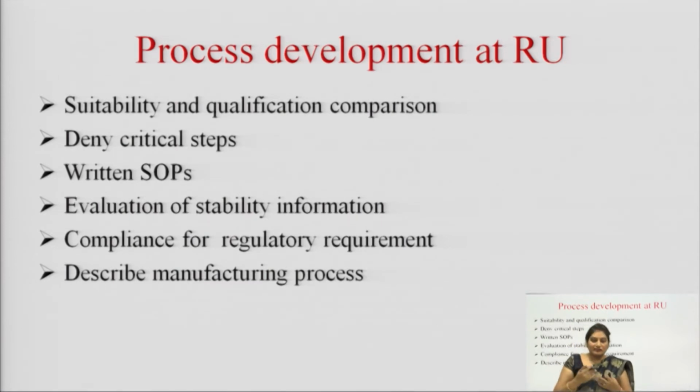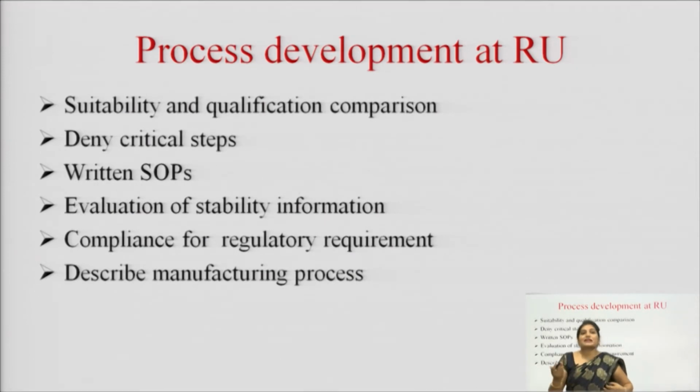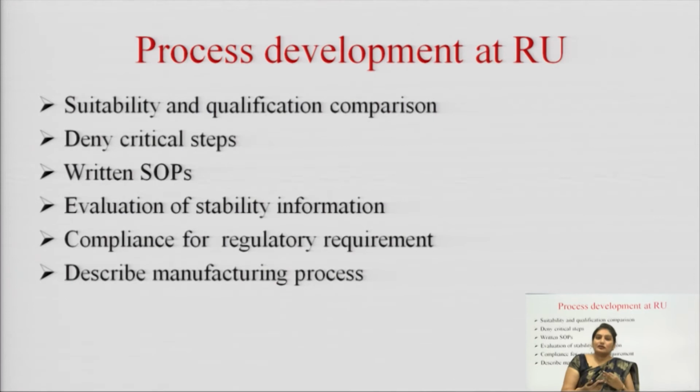The sending unit will get the information and will communicate to the receiving unit about what extra steps can be taken, what can be the solution in that case. And after the solution, if the receiving unit has full capacity and capability to manufacture the product, then for the process development at the receiving unit, these points should be kept in mind. First is suitability and qualification comparison.